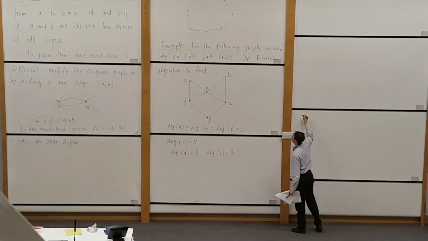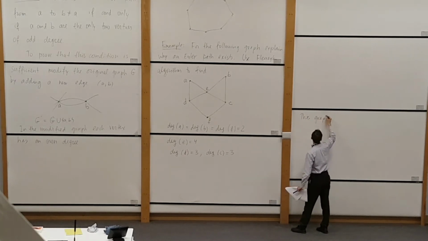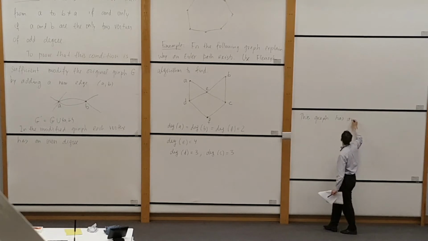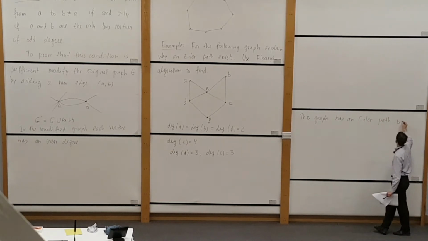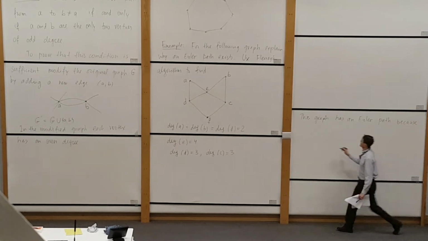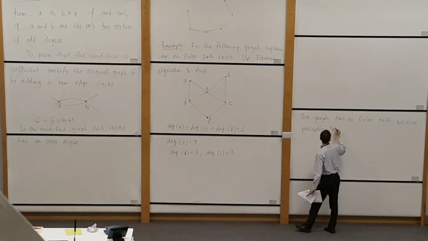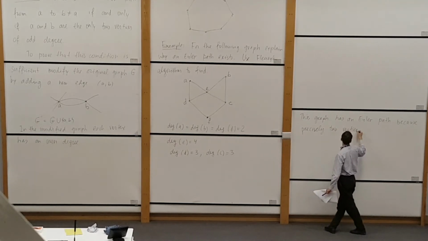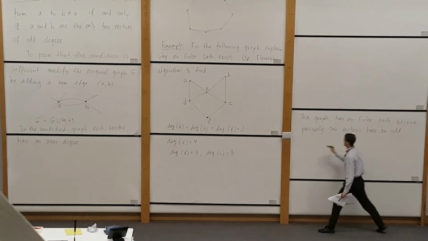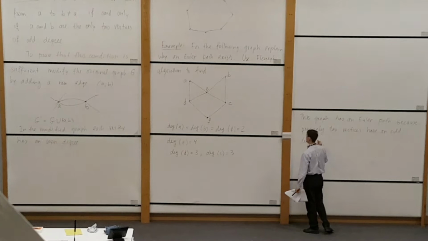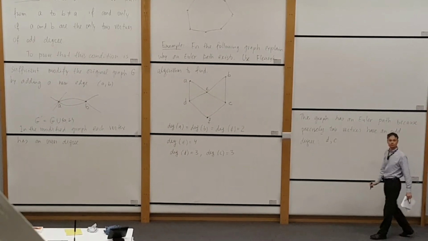So the answer to the first question is this graph has an Euler path because precisely 2 vertices have an odd degree. And at least it's 2 vertices, D and C.